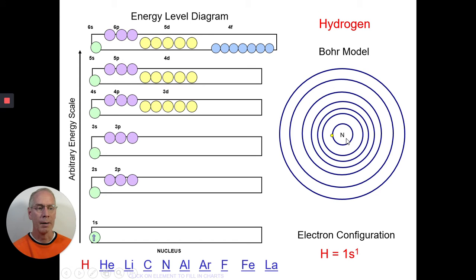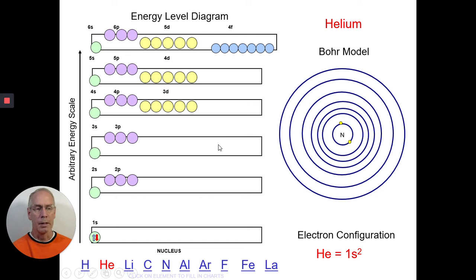In the Bohr model, the N here refers to the nucleus. And then in the first ring, there would be one electron. That would be hydrogen. Okay? So far those don't look really very different. Well, let's try helium. Helium's atomic number is 2.